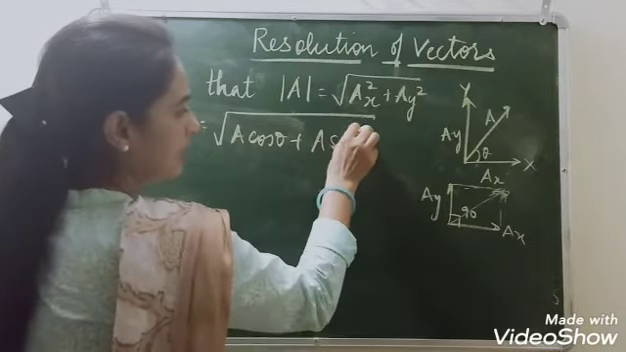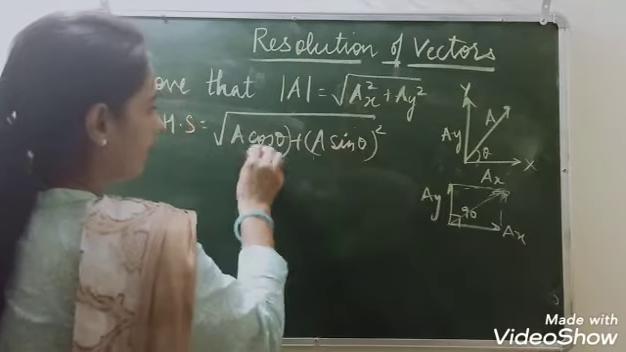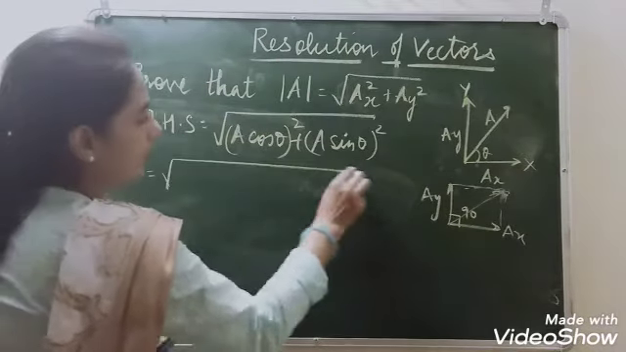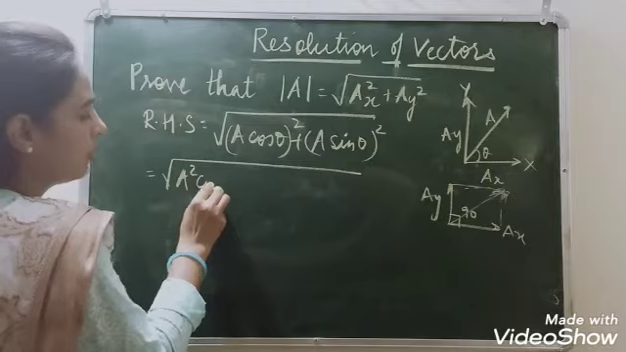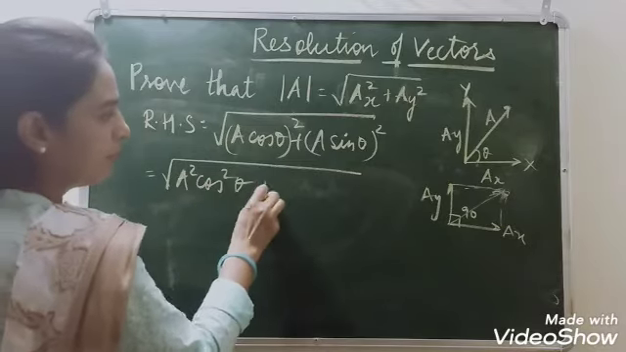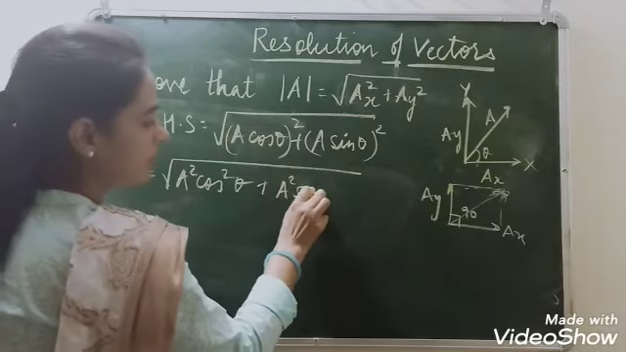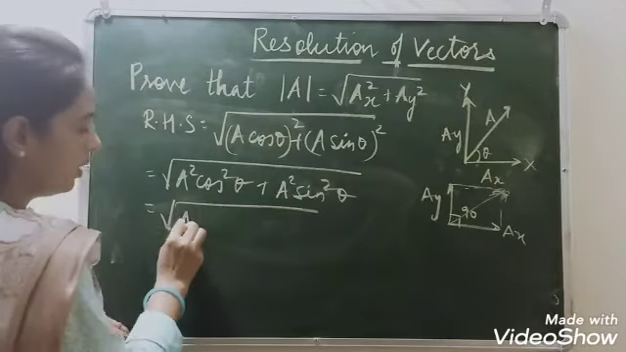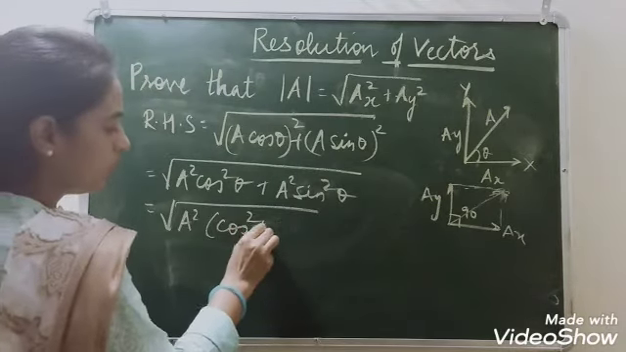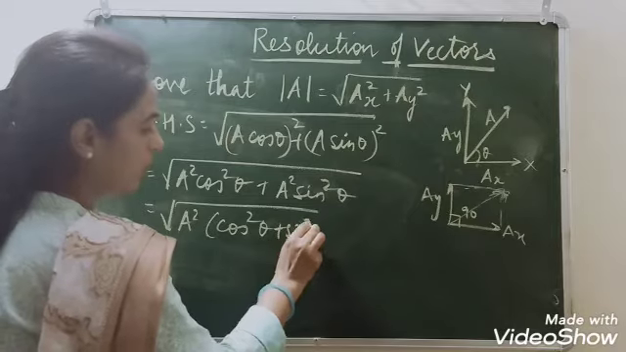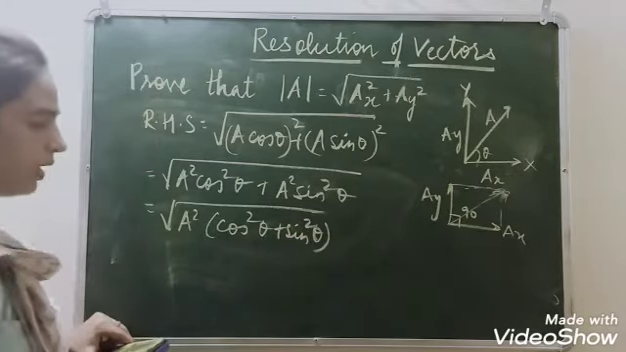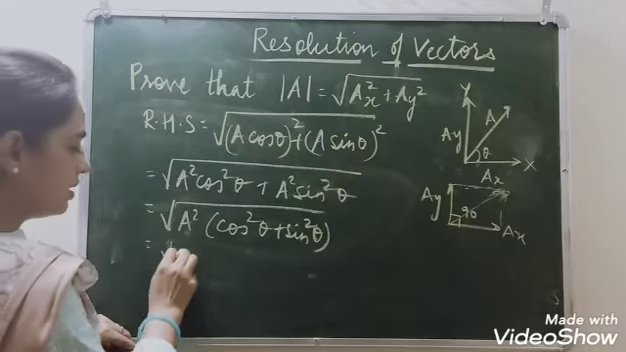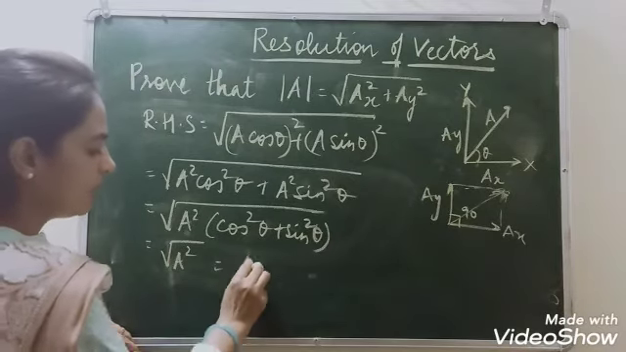So that will be a sin theta. So this square plus this square, ax square plus ay square. When you expand this, this will be a square cos square theta plus a square sin square theta. Can you take this a square common? Cos square theta plus sin square theta. And what is cos square theta plus sin square theta? That's 1. So this is under root of a square, that is a.